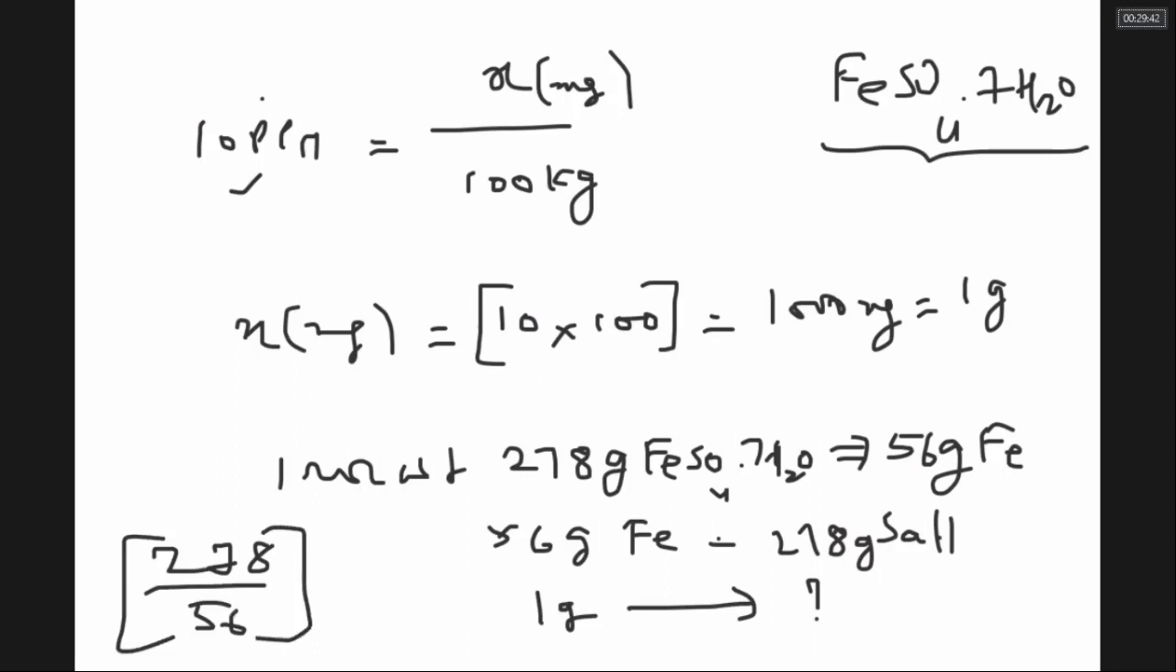Can we simplify it, sir? Yes, sir, we can simplify. How much is it? So I should take 4.9 grams of FeSO4·7H2O in order to make 10 ppm iron solution in 100 kg water. Fine, sir. That's it.